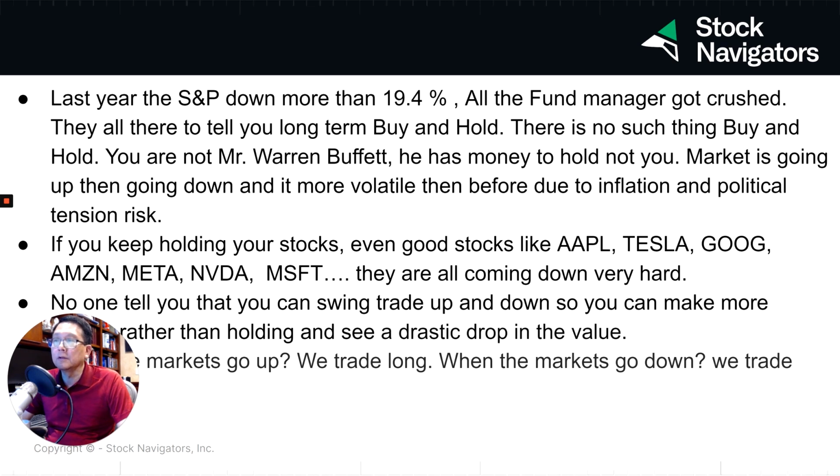If you keep holding your stock, even a lot of good stocks like Apple, Tesla, Google, Amazon, Facebook, you can see they are coming down very hard. No one tells you that you can sell on the top and then swing trade up and down so that you can make more money rather than holding and seeing a rapid drop in value.